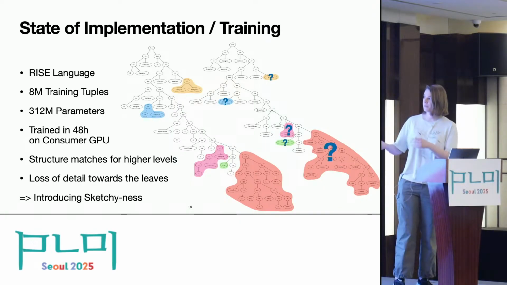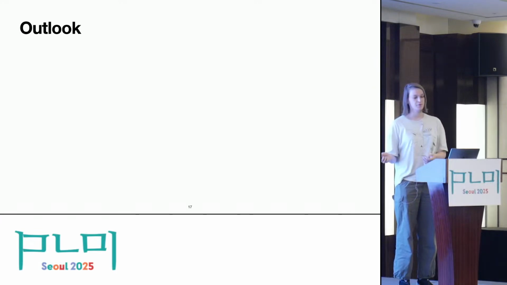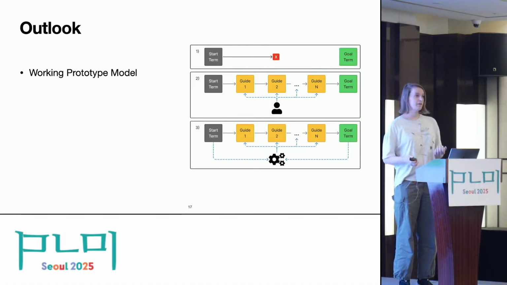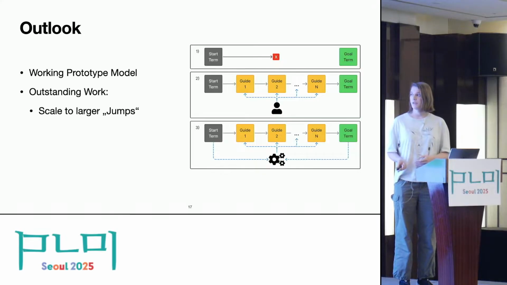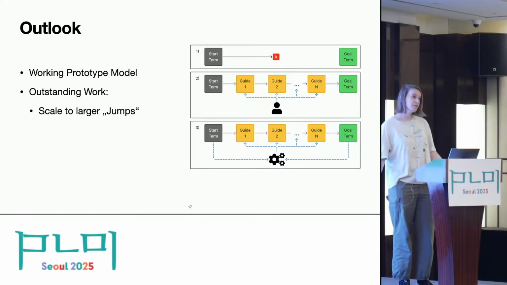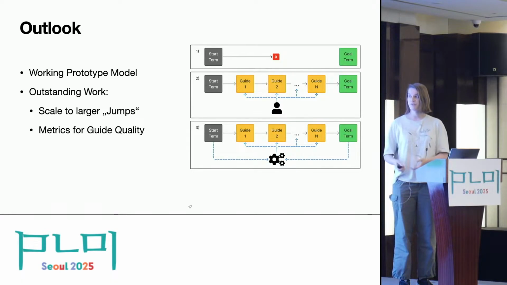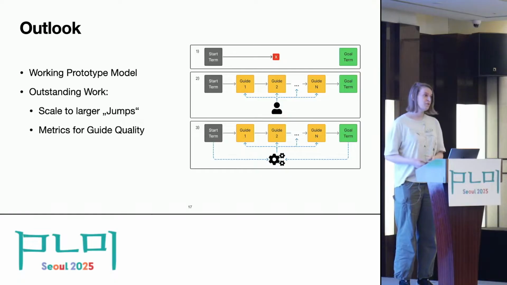So, for the next steps, we have this working prototype model. We can generate these guides from start and end terms in the RISE language. We want to scale to larger jumps. At the moment, we only have a relatively small rewrite distance between the two terms. We are looking for metrics for how good our generated guides are, which is important for our evaluation.